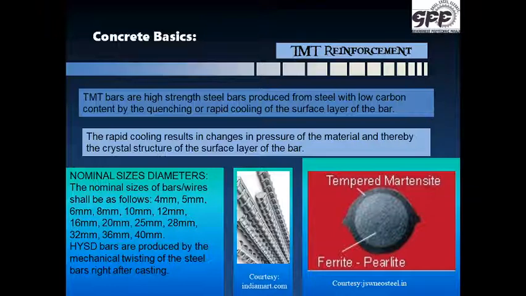You can see over here in the middle photograph, the TMT bars, the profile looks similar to the Fe415 and so on. On the right hand side, you can see the cross section, the tempered martensite and the ferrite pearlite core, and then the nominal sizes, which are similar to the HYSD bar, are available in this.